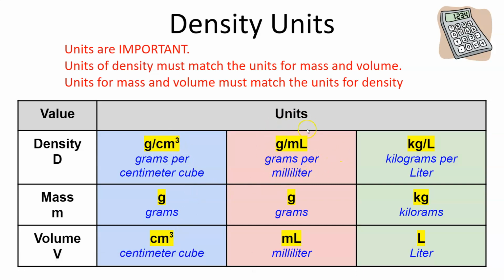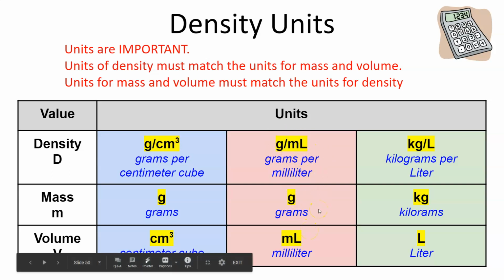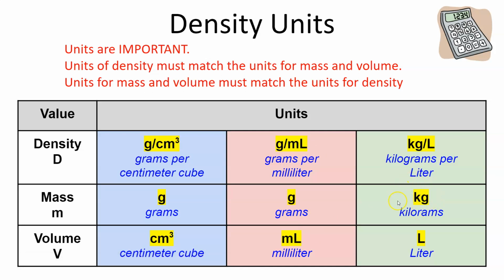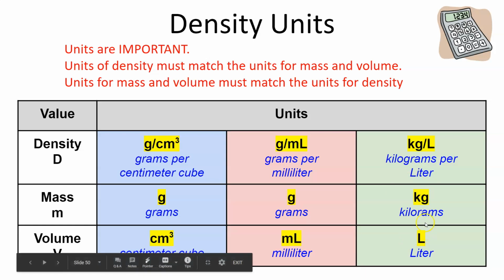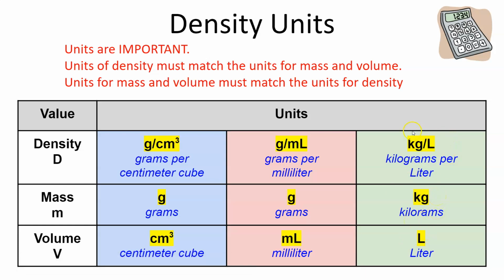Similarly, if you look at this second column, density is in grams per milliliter. The top unit again is grams, so that tells you the unit for mass, and the bottom unit is the milliliter, which tells you the unit for volume. The key thing is you have to make sure that it matches up. Likewise, on the flip side, let's say you are given the mass in kilograms and the volume in liters, and you use that to calculate the density. That means your density must be in kilograms per liter. The top unit comes from your mass, and the bottom unit comes from your volume.